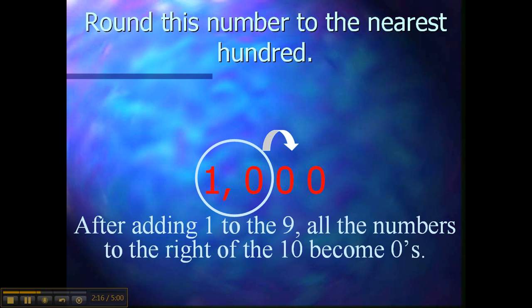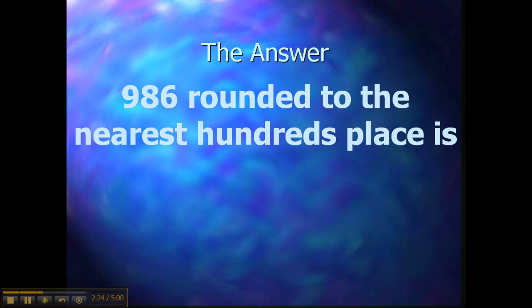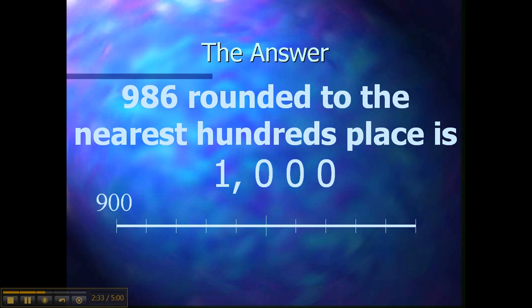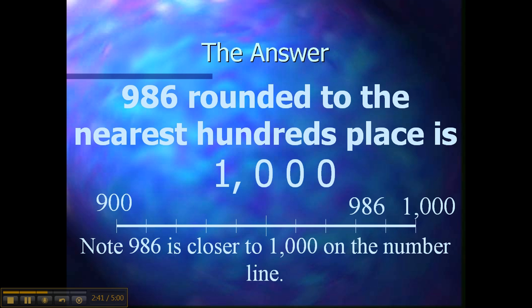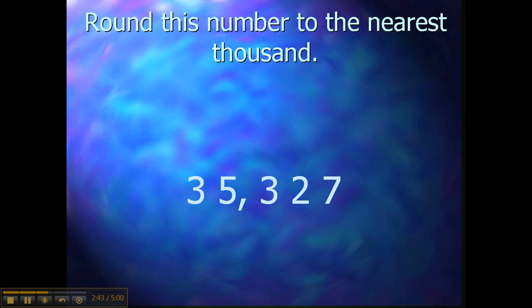So this number became 1,000. And it actually looks a little bit strange now that it went from 3 digits to 4 digits. But that's what happens in math too. So 986 rounded to the nearest hundreds place is 1,000, boys and girls. We can see that on the number line. Okay? That 986 is a lot closer to 1,000 than it is to 900.